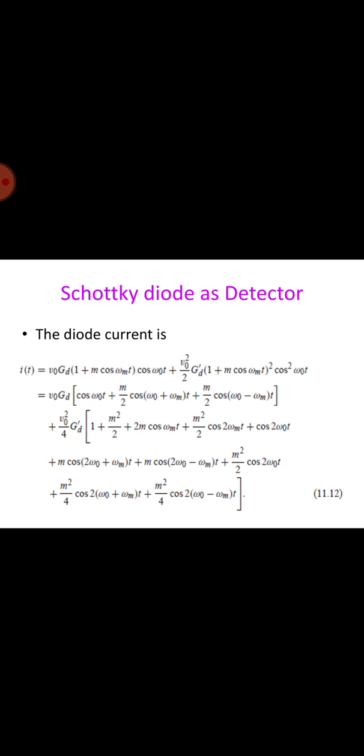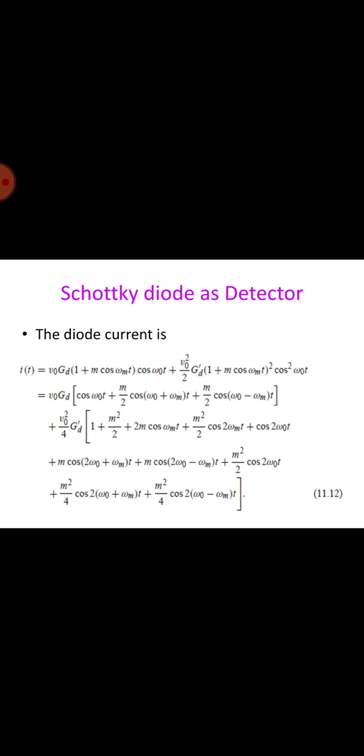Therefore, the diode current is given by I of t is equal to V0 into GD into 1 plus m cos omega m t into cos omega naught t plus V0 squared by 2 into GD dash into 1 plus m cos omega m t the whole squared into cos squared omega naught t. Expanding this equation, in the form of a plus b the whole square can be written as a squared plus b squared plus 2ab.